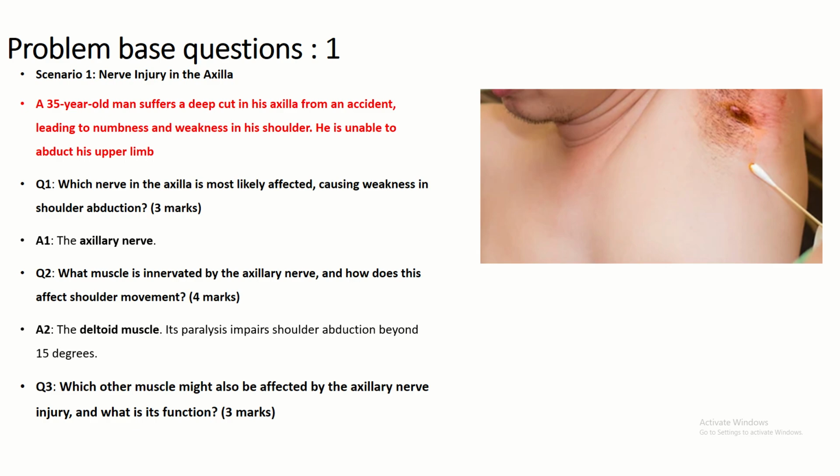The first 15 degrees is done by the supraspinatus muscle. What other muscle might also be affected by the axillary nerve injury, and what is its function? The teres minor, which assists in lateral rotation of the arm.